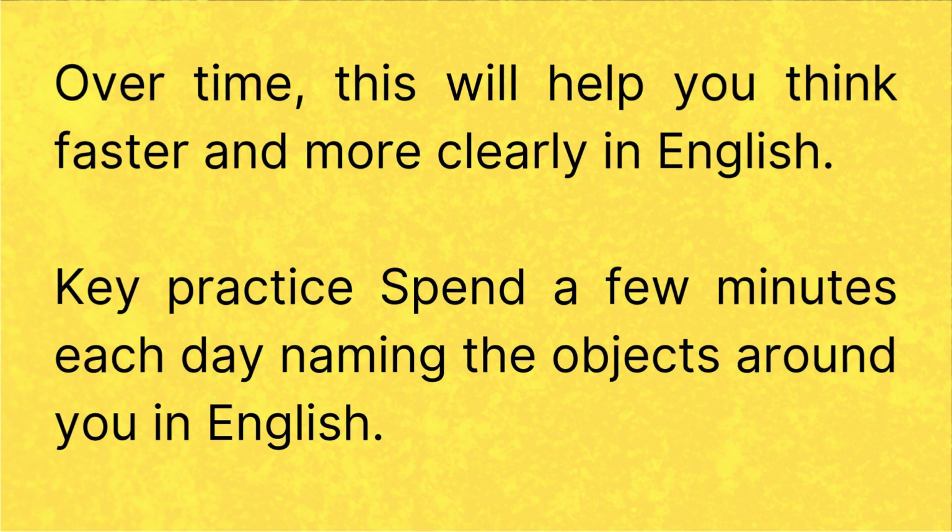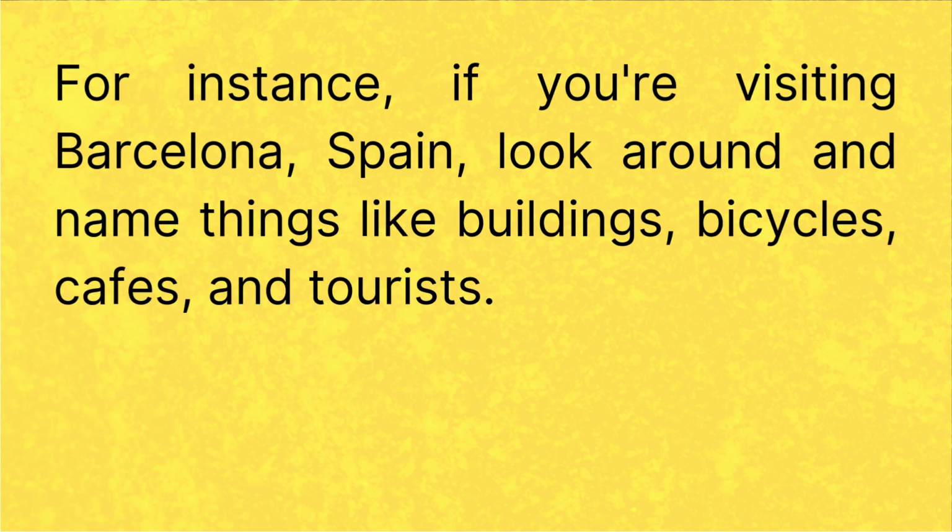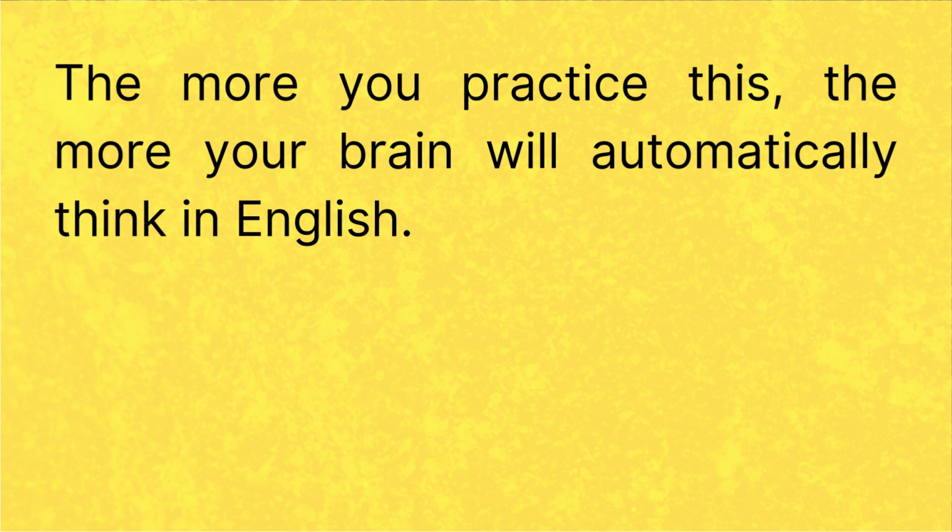Keep practicing. Spend a few minutes each day naming the objects around you in English. Whether you're outside, at home, or even traveling, challenge yourself to identify everything in English. For instance, if you're visiting Barcelona, Spain, look around and name things like buildings, bicycles, cafes, and tourists. The more you practice this, the more your brain will automatically think in English.